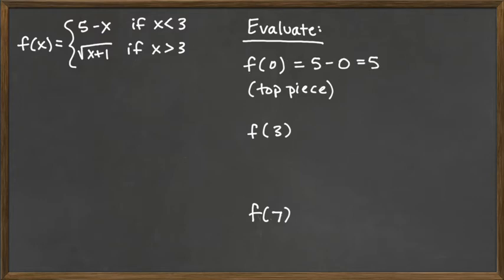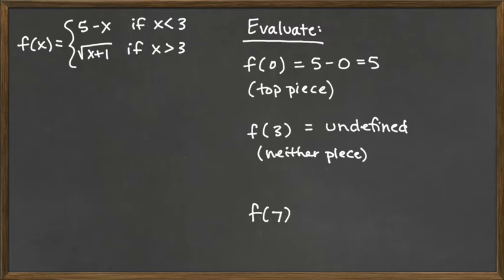Moving to the next one, our input value is 3. So when we look at 3, we realize 3 is not less than 3, and 3 is not greater than 3 either. Since neither one of those inequalities allows for equality, we don't have a place to stick the input value of 3. And so we should say here, neither piece. And so this we would then consider undefined. That 3 is not in the domain.